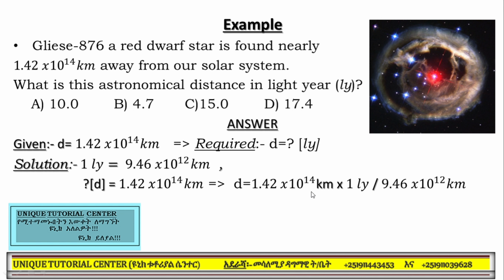Kilometer will be cancelled by kilometer, 10 to the power of 12 will be cancelled by 10 to the power of 12, and here 10 to the power of 2 is left. 1.42 times 10 to the power of 2 will give us 142, divided by 9.46 will give us approximately 15.001 light years. So our correct answer will be choice C, which is 15.0.